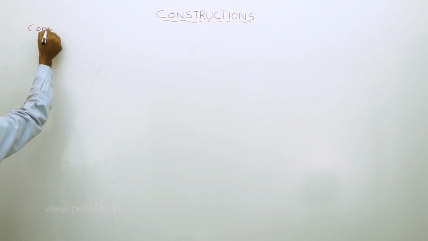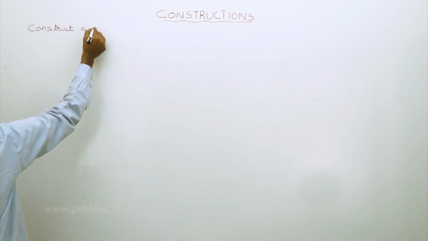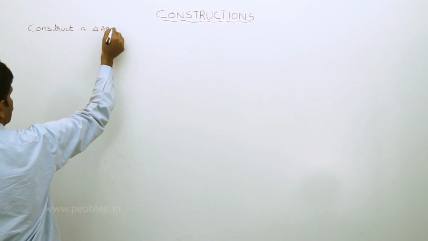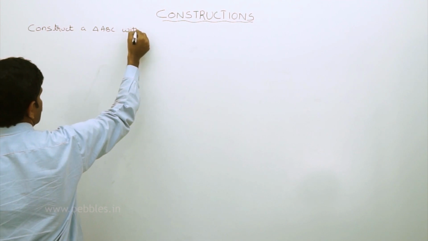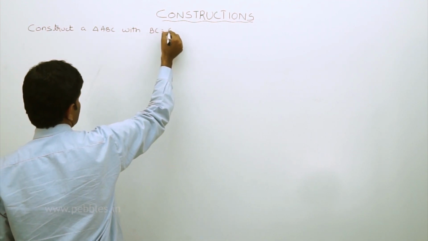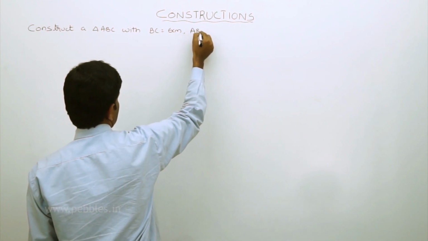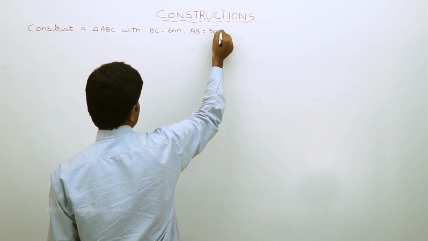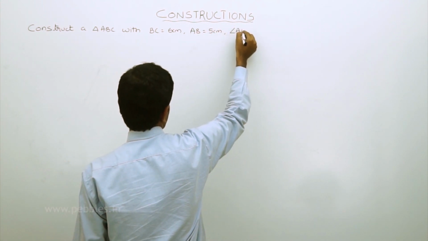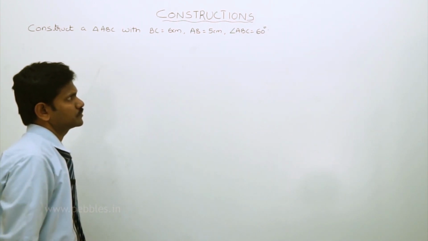Construct a triangle ABC with BC equal to 6 centimeters, AB equal to 5 centimeters, angle ABC equal to 60 degrees.